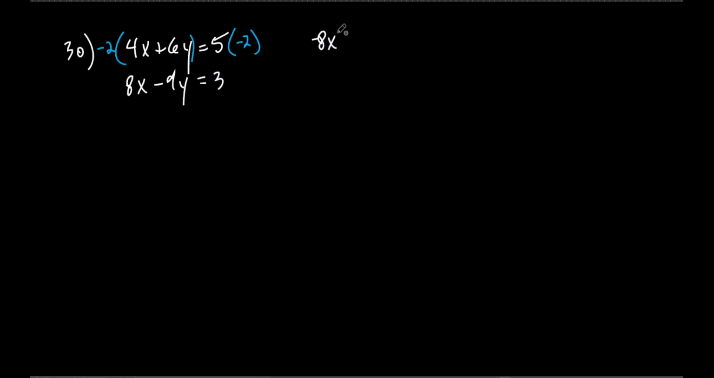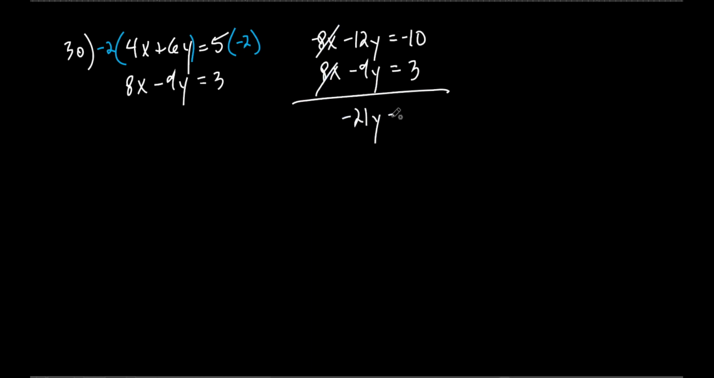So let's go real fast. -8x minus 12y equals -10. 8x minus 9y equals 3. Eliminate these. What's that going to be? -21 again? And that's -7. Divide that by -21. What's that? 1/3? Okay. Let's put it in for one of these equations. Put it in the top one. Yeah, it doesn't matter.